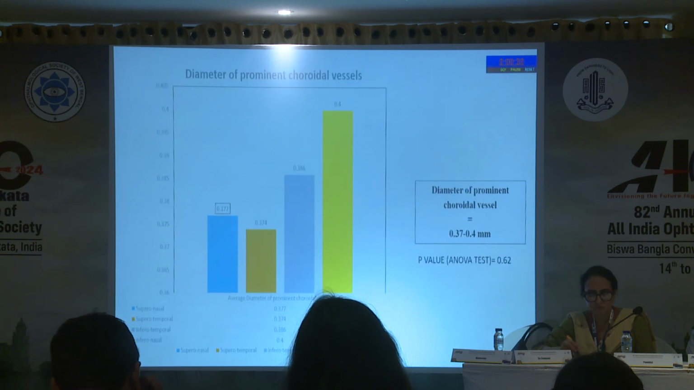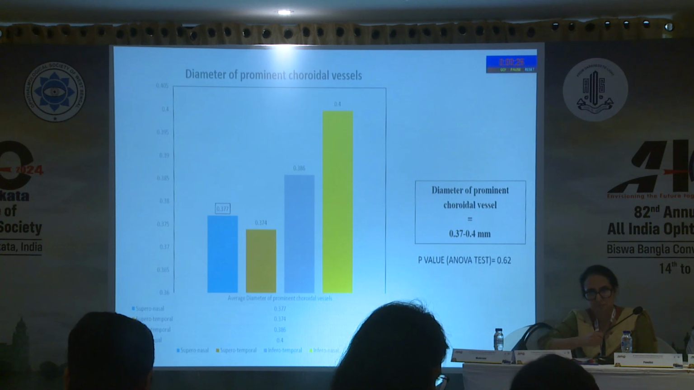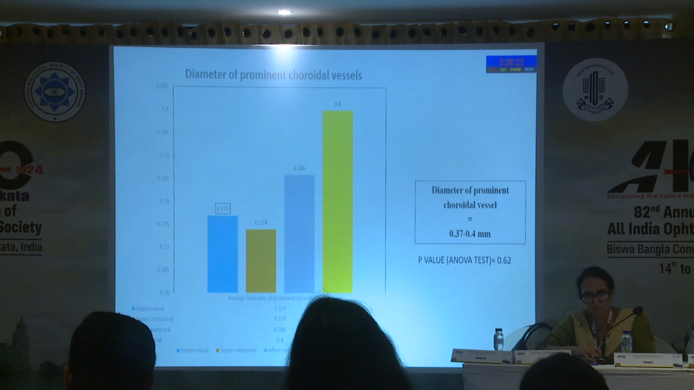Coming on to the diameter of the prominent choroidal vessels, it was comparable, and it ranged from 0.37 to 0.4 millimeters. So this is the first study which has actually looked at the diameter of the prominent choroidal vessels. There is no other study till now which has calculated the diameter of the prominent choroidal vessels.